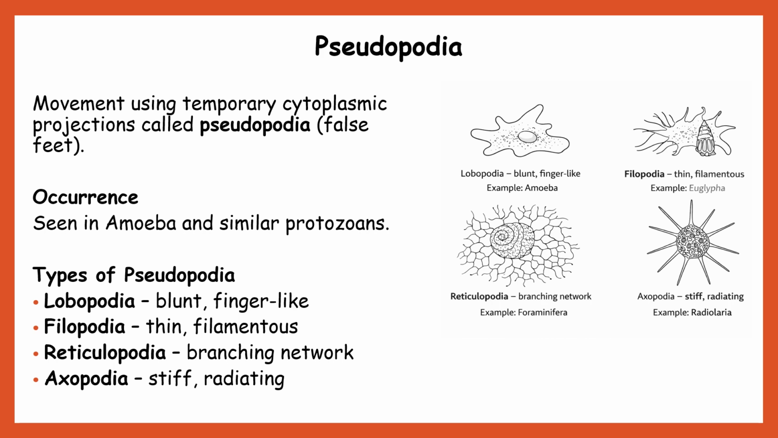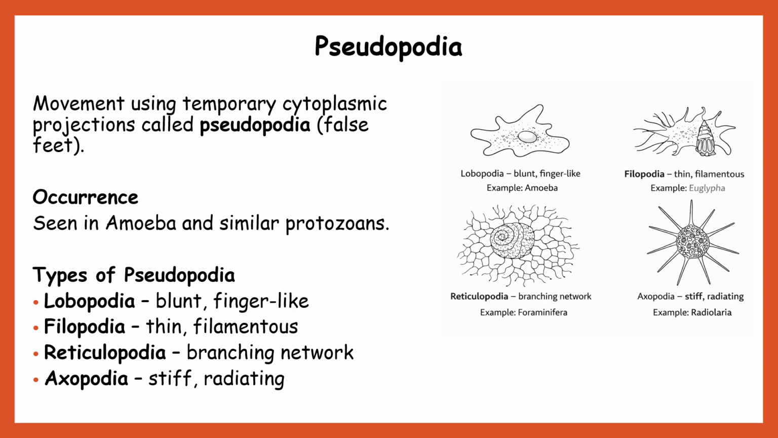Whenever that particular protozoan wants to move from one place to another, only during that time does it form these cytoplasmic extensions. That is why these extensions are named pseudopodia, which means false feet. This type of locomotory organelle is mostly seen in amoeba and similar protozoans.